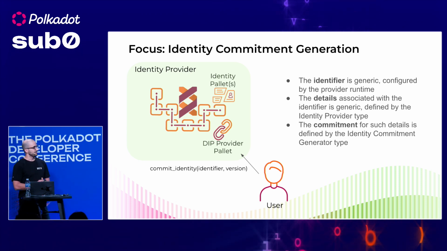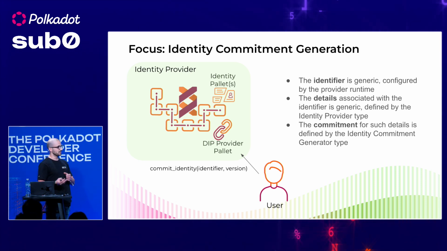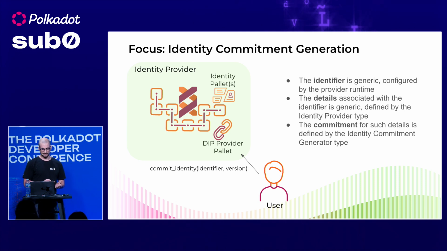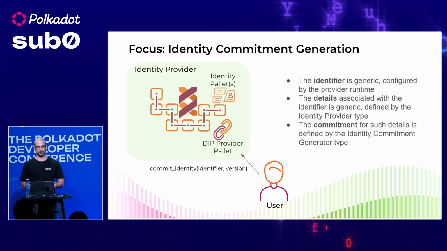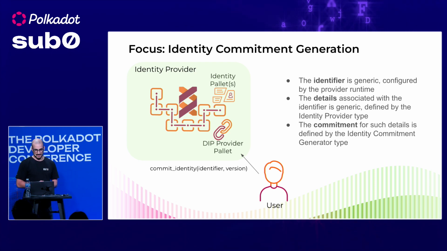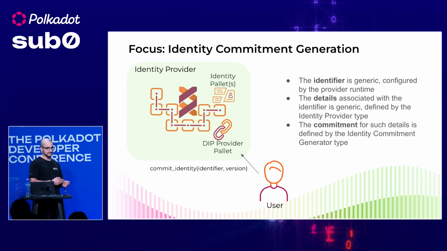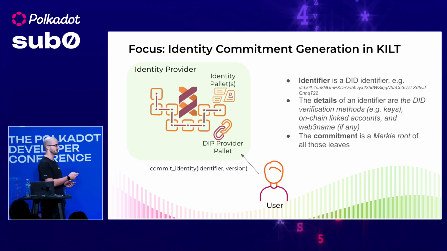Yeah, so as I said, the identifier is generic. The details, which are retrieved from the chain, are also generic. And all of this happens via the commit identity call, which is exposed by the provider pallet, and effectively marks an identity as ready to be used cross-chain once on the provider side.